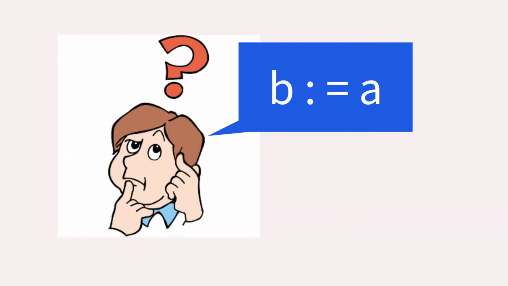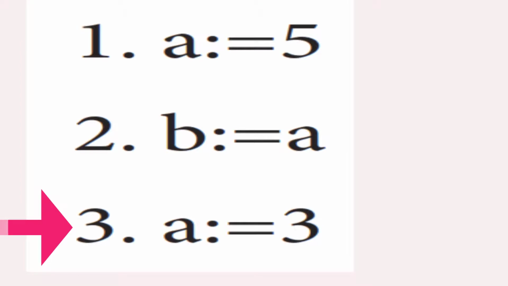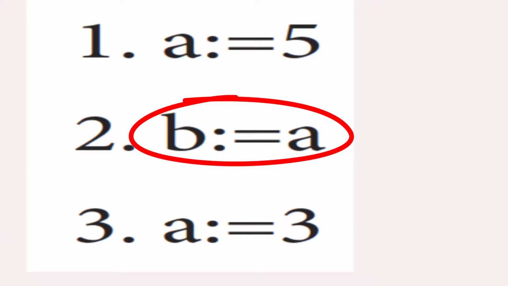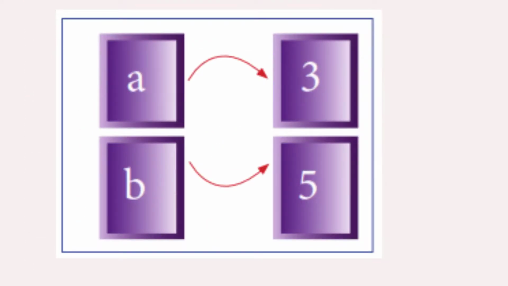Now we may think that we have already assigned B = A, so whatever value is stored in A will be reflected back in B also. But this thought is wrong. In statement 3, B's scope does not exist. B still points to the value 5. The second statement's scope does not apply to the third statement. So the mapping of A and B values looks like this.